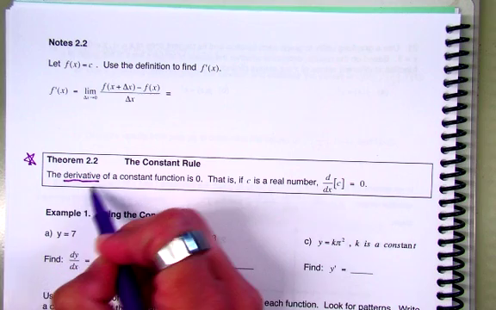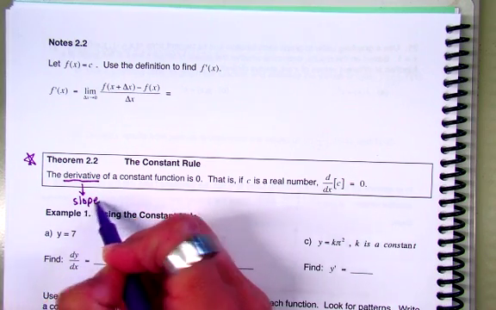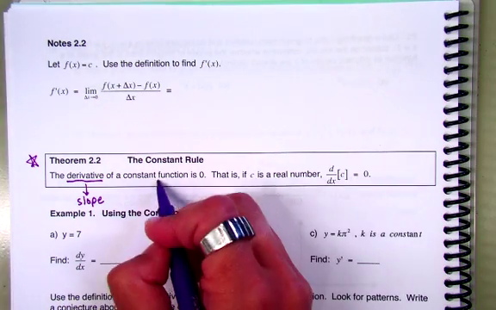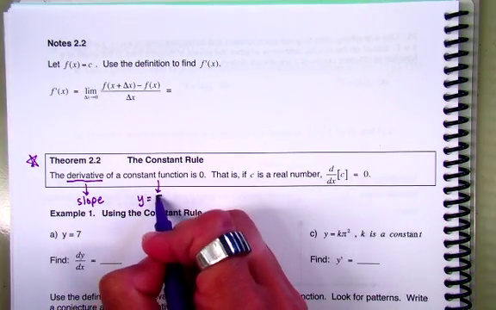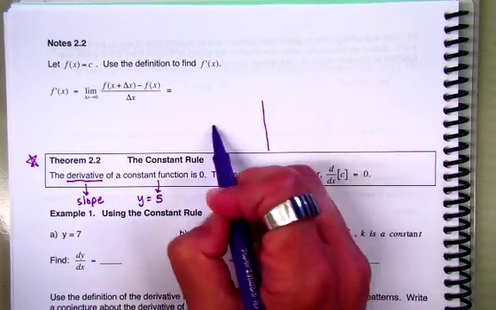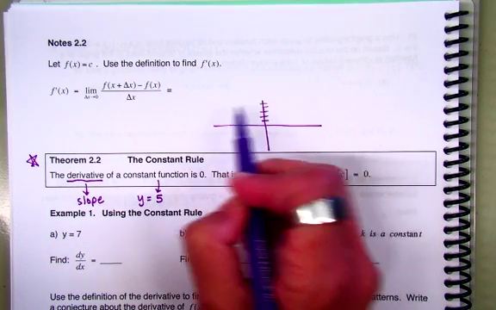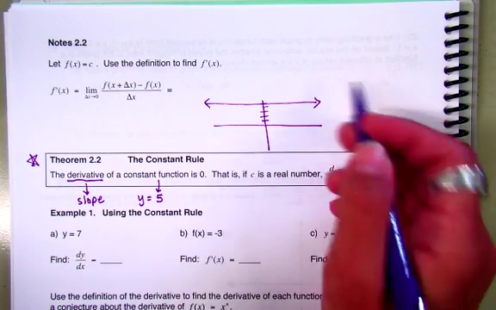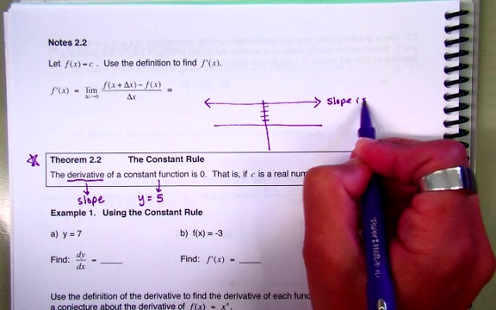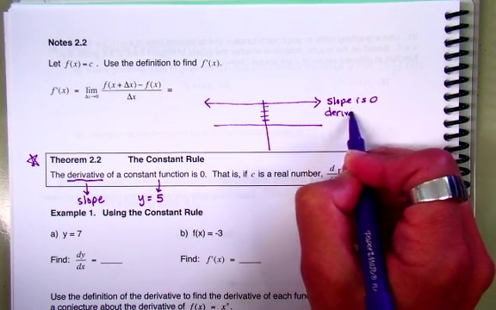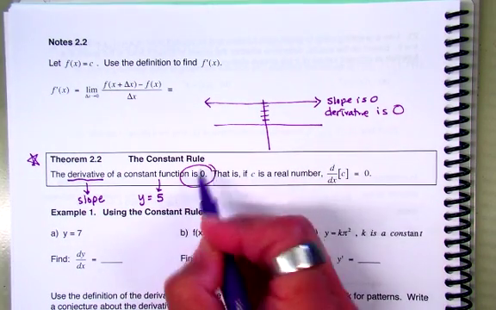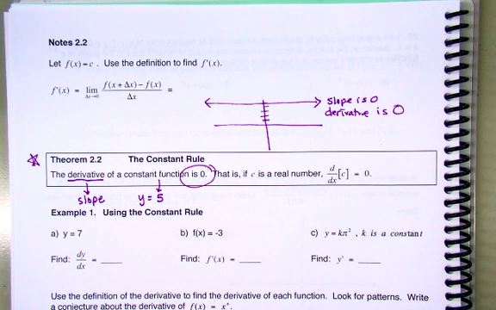Remember, derivative just means slope. So if we think of a constant function, what do I mean by a constant function? I mean something like y equals 5. So if I look at the graph of y equals 5, that's a constant function. What is the slope of this line? 0. The slope is 0, right? And so therefore the derivative of any constant function is always going to be 0. Okay, so any constant function, your derivative is always 0.